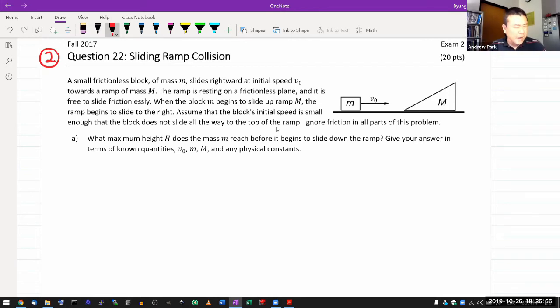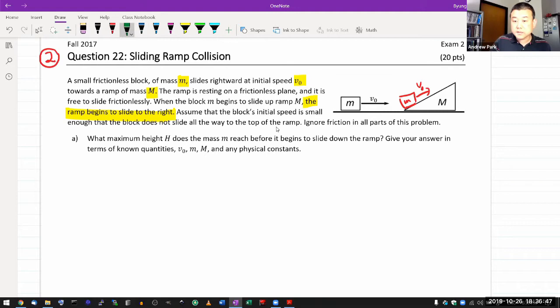I'll point out a few key things you need to realize as you work through this question. It says a small frictionless block slides rightward at some initial speed and begins to slide up the ramp of mass M. I'm trying to highlight all the quantities given. Then it says the ramp begins to slide to the right. Hopefully it makes intuitive sense that as the block moves up the ramp, it's going to slow down, and it slows down because of the force that the ramp applies, or that's one of the reasons it's slowing down.